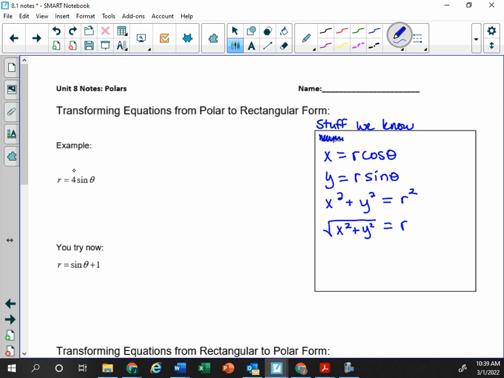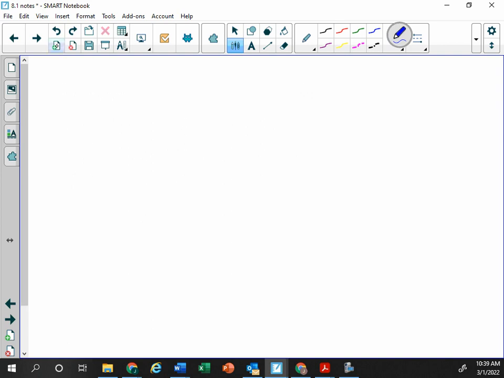The reason I'm listing all of this out is when you're converting equations from rectangular to polar or polar to rectangular, what you're doing is trying to either get rid of the r and theta by substitutions or get rid of the x and y by substitutions. So you're just using all these little pieces to plug it in and simplify and try to turn it into the other version.